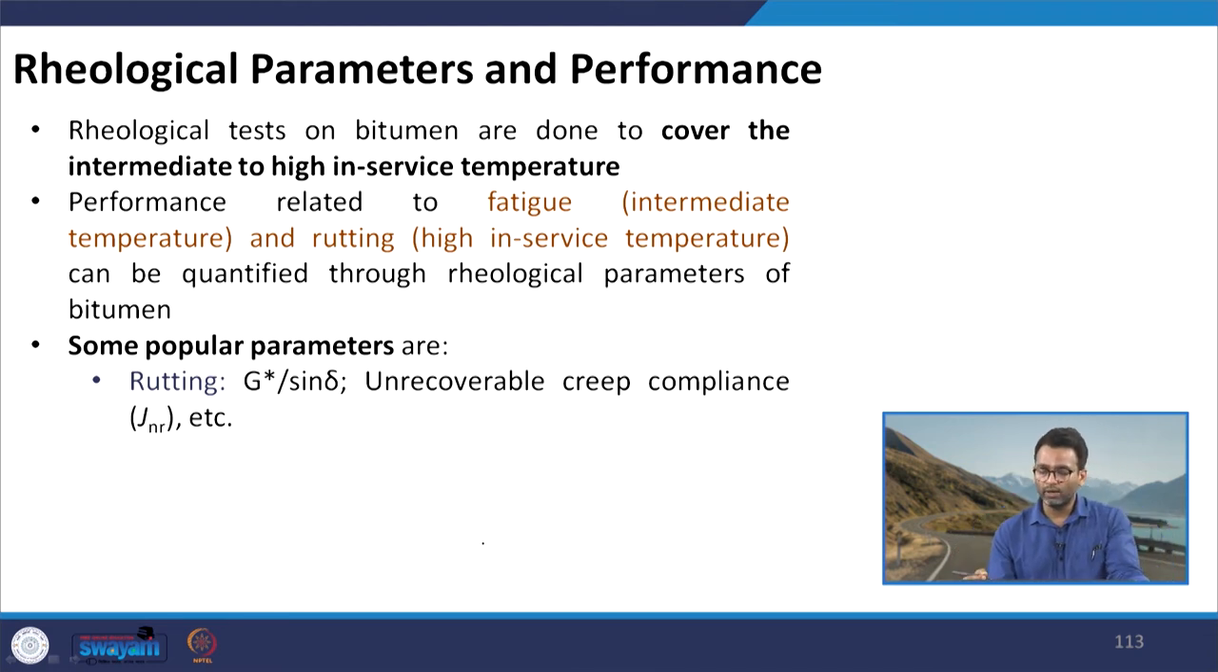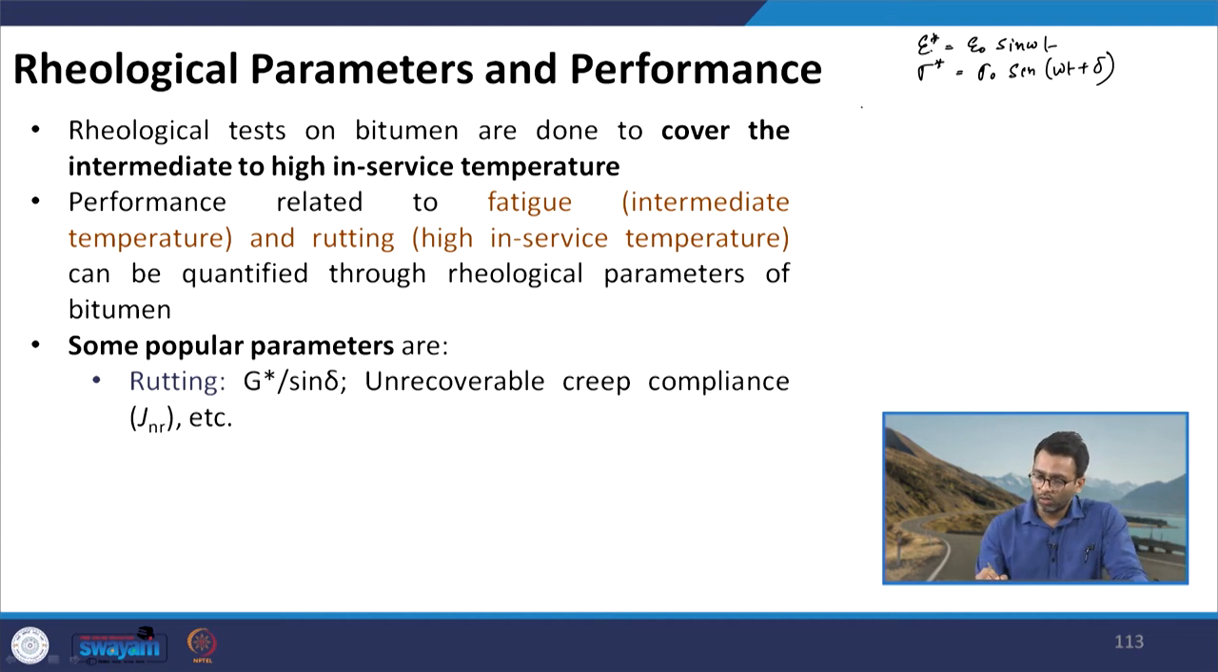So, we can look at it from two different perspectives. The first perspective is in reference to the amount of energy dissipated by the binder in one cycle of the rheological test, or the oscillatory test. Let us say we are giving an input strain to the material, where epsilon is equal to epsilon naught sine omega t, and the response of the binder is equal to sigma naught sine omega t plus delta.